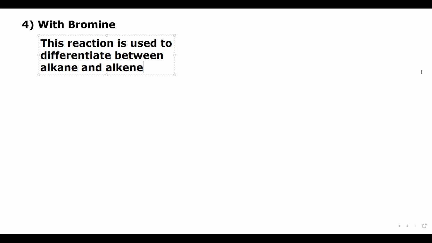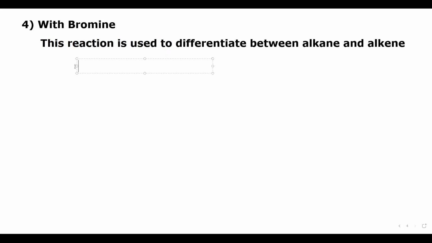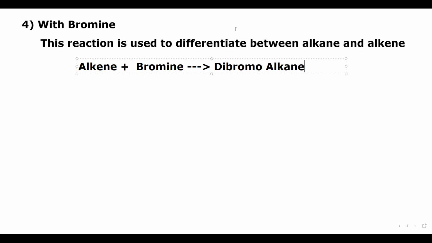And what is the product? Whenever you have alkene plus bromine, it will give dibromo, like 2 bromine, dibromoalkane. So alkene plus bromine will give dibromoalkane.